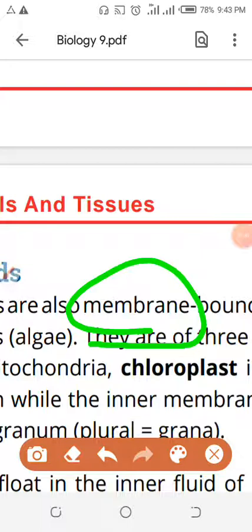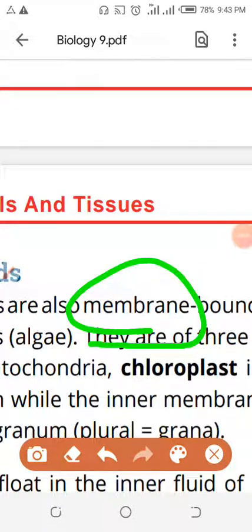Where will they not be present? Prokaryote. Why will the prokaryote not consist of the plastid? Because the plastids are membranous organelles only present in eukaryotic cells. Without membranous organelles are present in the prokaryote cells.